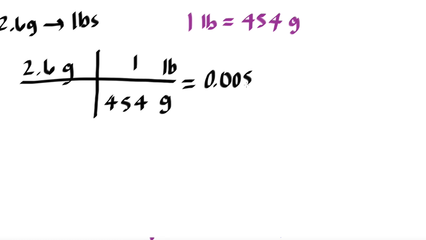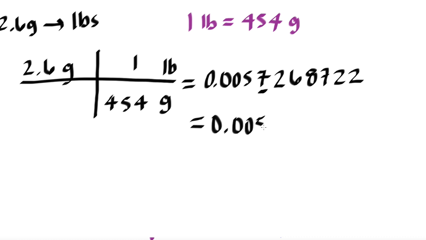0.005726. I'm just going to write it only because I have space. Here's my number, 0.00572 68722. I probably would round this to about here. So you could say 0.0057, if you want. Oh, I'm missing pounds here. Pounds.